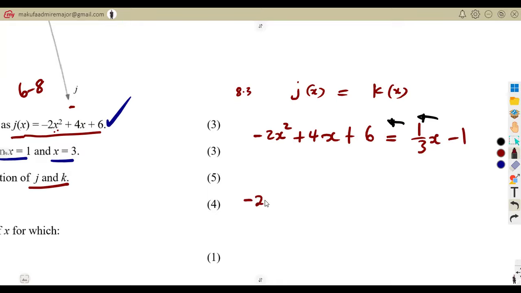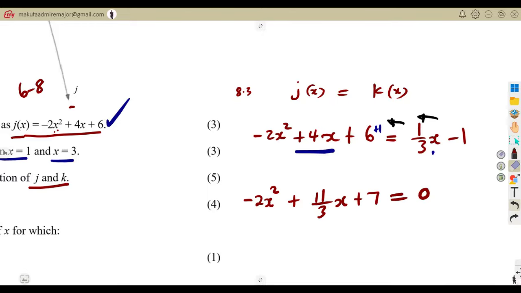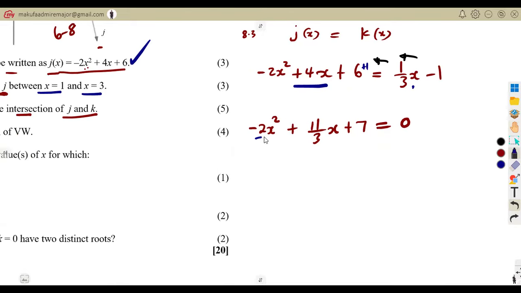So we're going to have minus 2x squared, and 4x minus a third because you're taking this side, so it will be minus 1 over 3. 4 minus 1 over 3 is going to give us 11 over 3x. The same thing, we take the minus 1 to the other side, it becomes a positive, so it will be plus 1. See, we have a fraction here, so you can even use 1, this is 1.